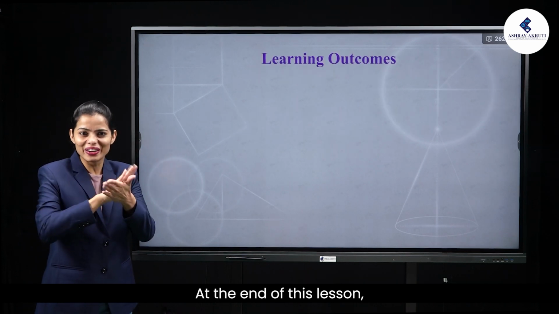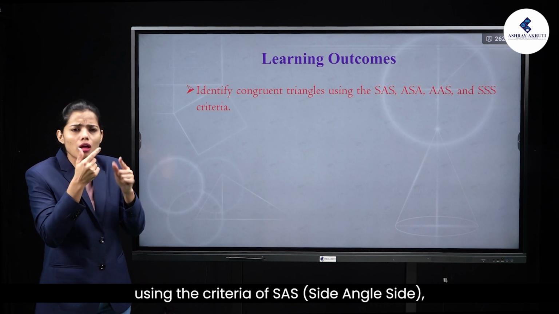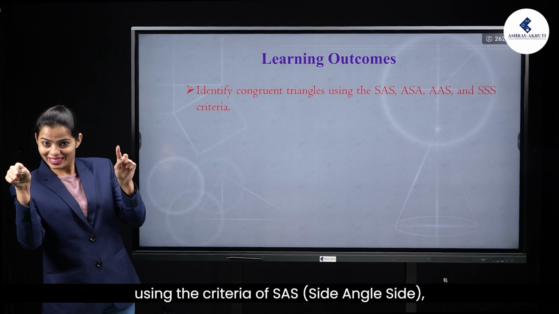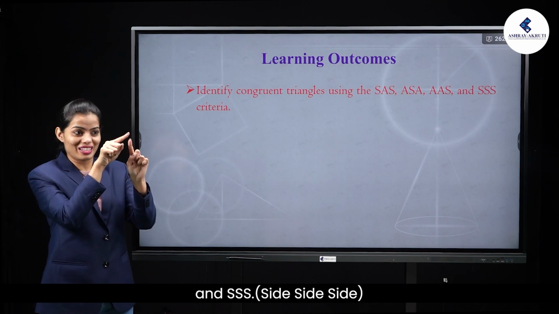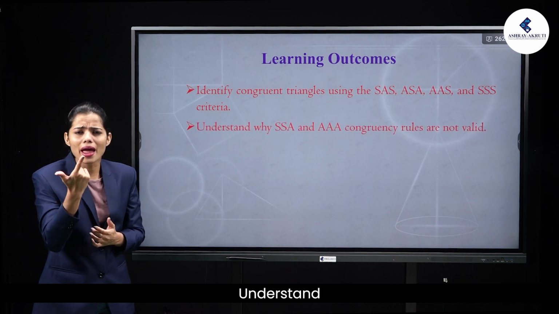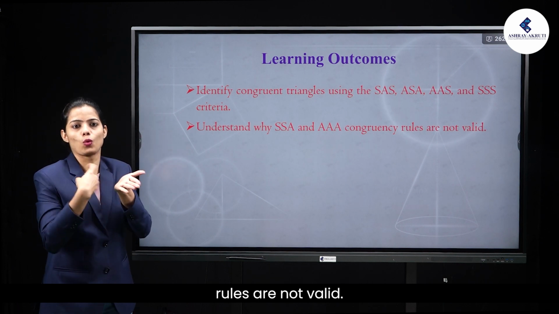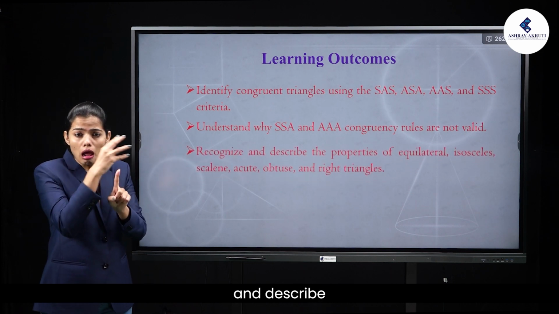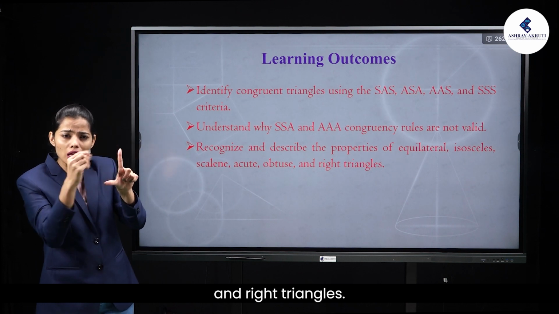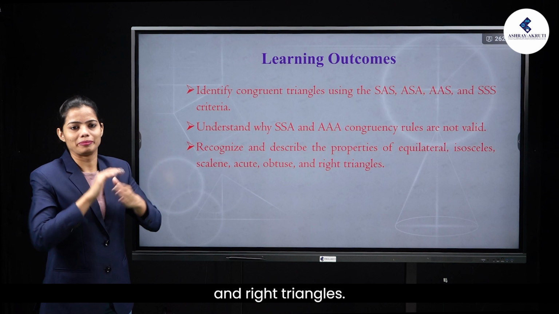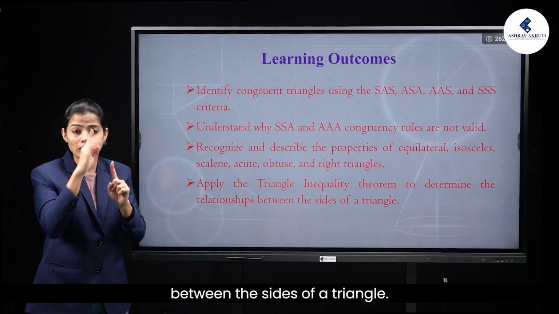Learning outcomes. At the end of this lesson, you will be able to identify congruent triangles using the criteria of side-angle-side, angle-side-angle, angle-angle-side, and side-side-side. Understand why side-side-angle and angle-angle-angle congruency rules are not valid. Recognize and describe the properties of equilateral, isosceles, scalene, acute, obtuse, and right triangles. Apply the triangle inequality theorem to determine the relationship between the sides of a triangle.